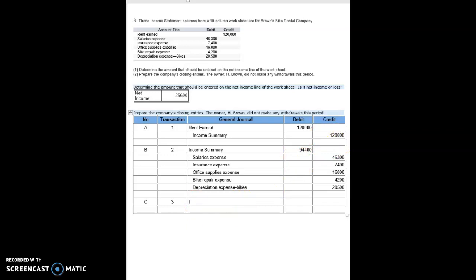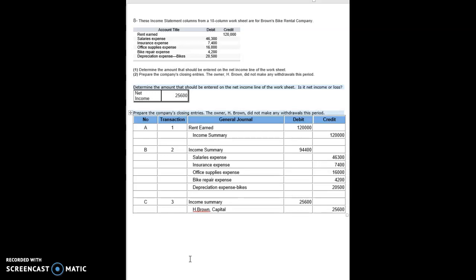So to close it out, we're going to debit it. So we're debiting income summary for the difference. The difference is our net income amount, which we already calculated up here, $25,600. So you can double check it by subtracting the debit from the credit, but you should still get that amount of $25,600. Because it's net income and it's positive, we are increasing capital. So we're going to credit capital. So we're closing income summary to capital, and that's going to increase the balance that's in capital.